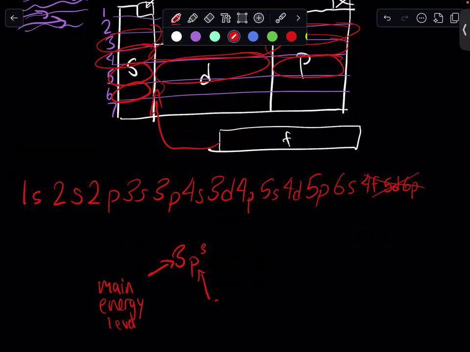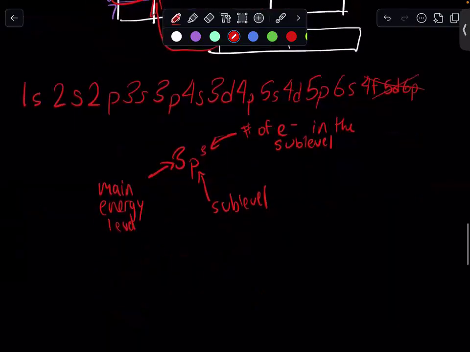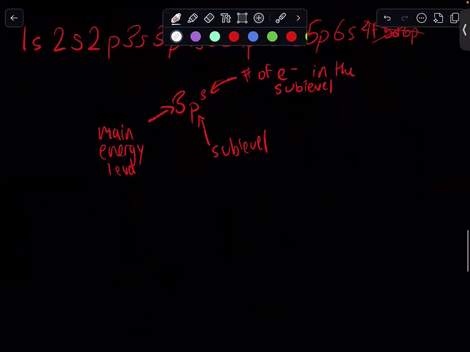The letter is our sublevel, and the number is the number of electrons in the sublevel. So let's go ahead and actually start using this notation. What does it mean to do this?